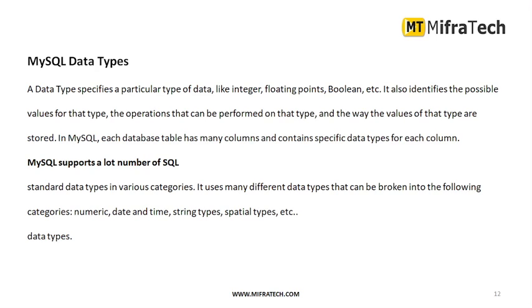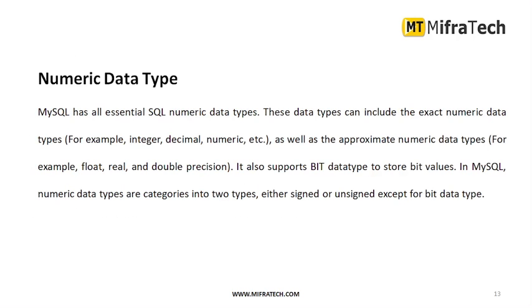In MySQL, we are creating columns and rows, and we must specify a data type for each column. MySQL supports a large number of SQL standard data types in various categories. It uses many different data types that can be broken into the following categories: numeric data types, date and time, string types, special types, etc. Let's see a few of the data types and how they are supported.